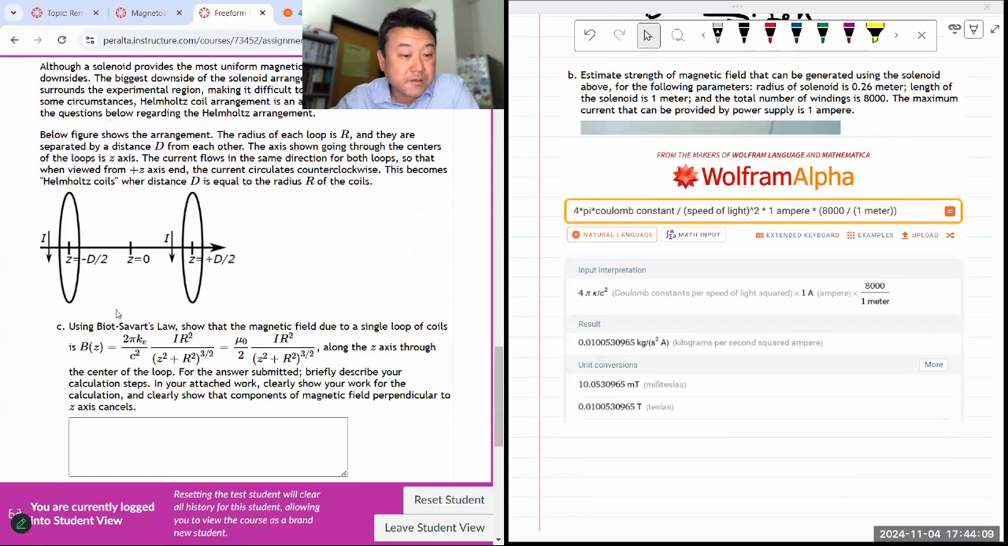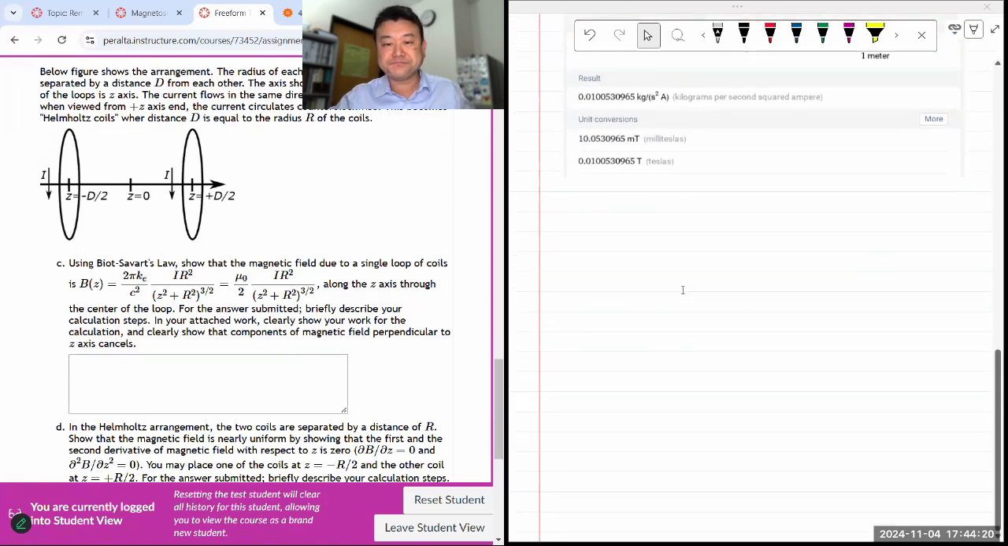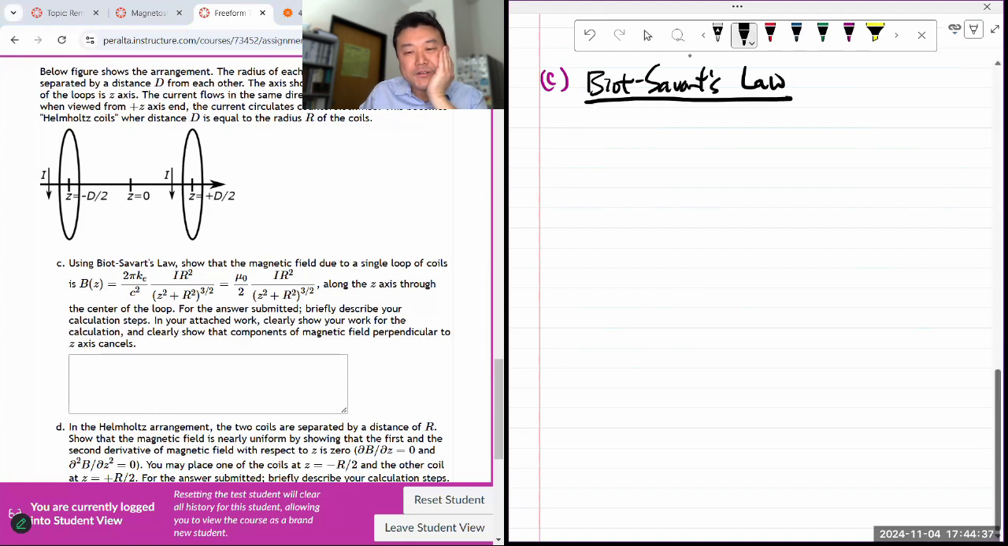So, arrangement, yeah. Using Biot-Savart's law, show that the magnetic field due to a single loop of coil is, all right. Yeah, that's challenging. If you can't do this during the time limit, totally understandable. So you start with the statement of the Biot-Savart law, which says, I like the infinitesimal version.